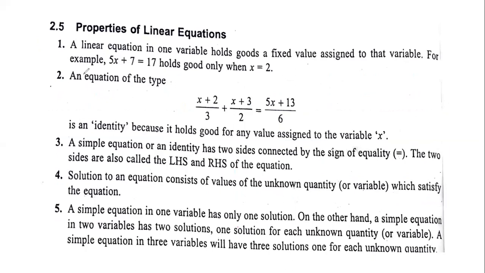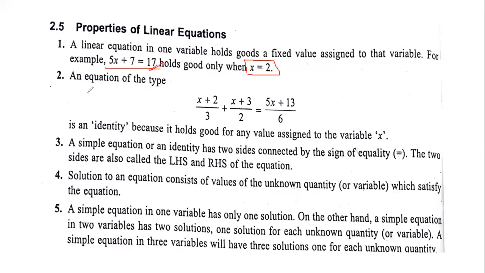Now here, a linear equation in one variable will hold good for only a few values, certain fixed values we have to consider. So in this equation, if we put x is equal to 2 only, then you will get 17 as the answer. Okay, so that was your first point.